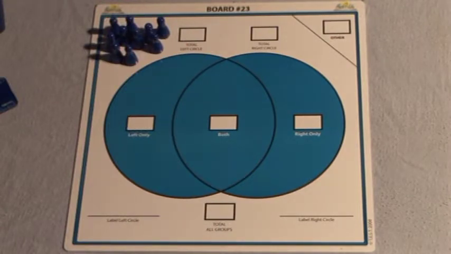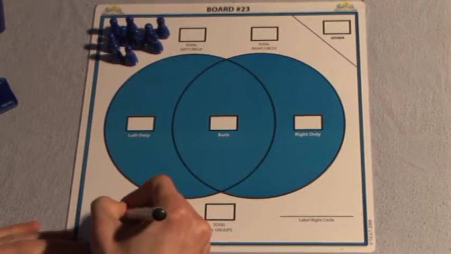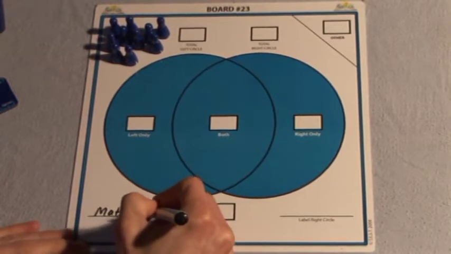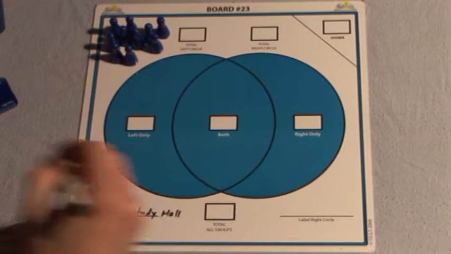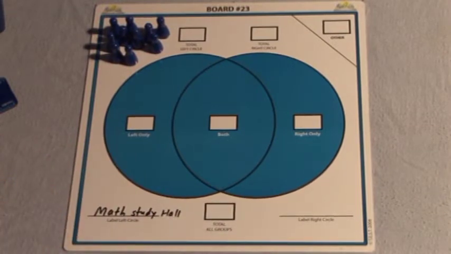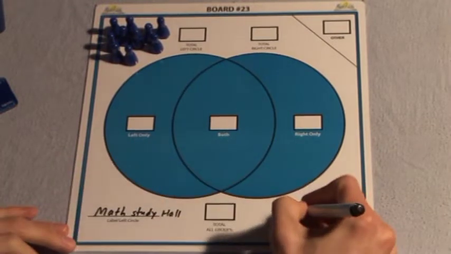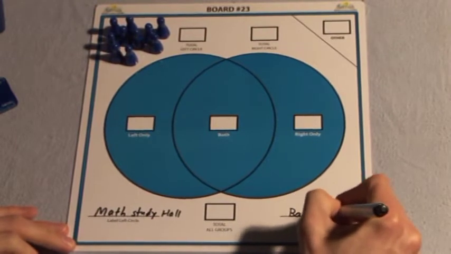appropriate groups. So the problem says that there are 10 total students who take part in 2 different after-school programs. Math Study Hall is the first program, and we're going to label that down here, Math Study Hall. This is the label for the left circle. In addition, there is band practice on Tuesday and Thursday, which will be the second group.